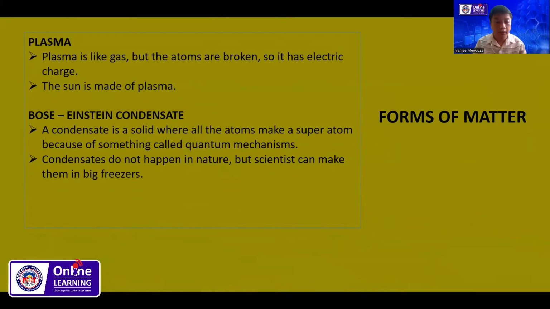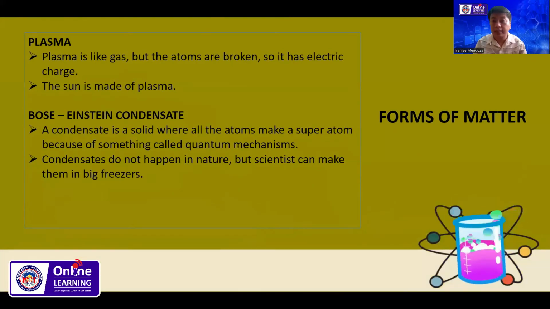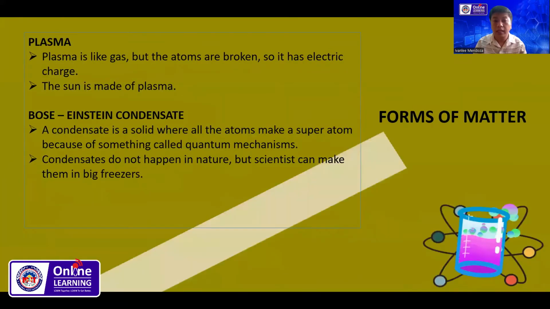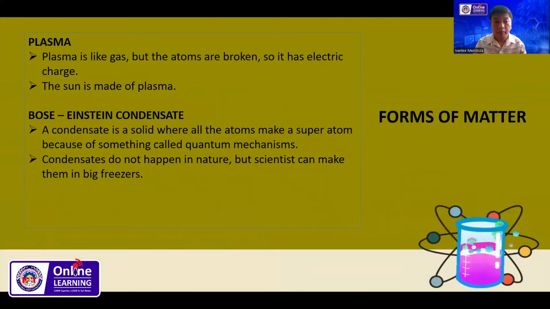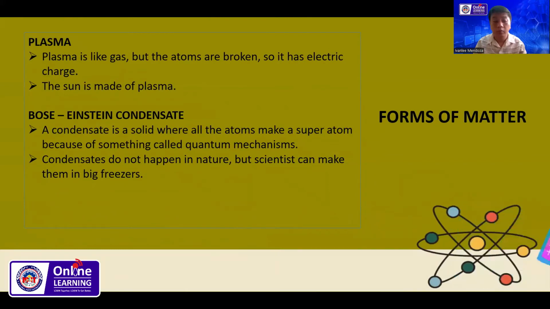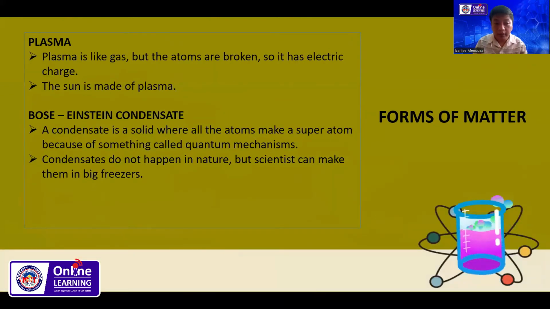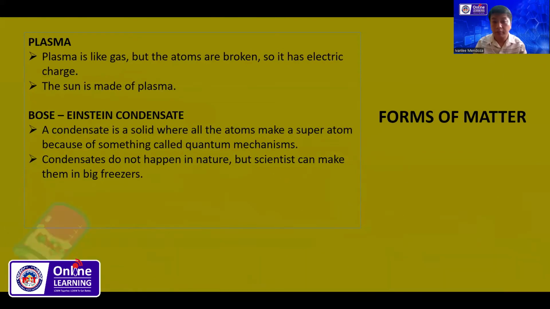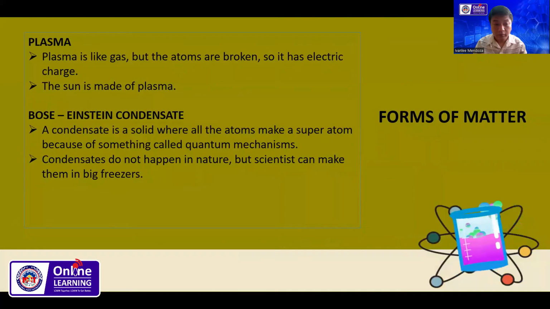And the last form of matter, that is what we call the Bose-Einstein condensate. A condensate is a solid where all the atoms make a superatom because of something called quantum mechanics. Condensates do not happen in nature, but scientists can make them in big freezers.